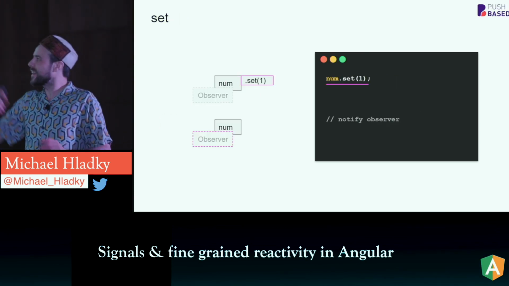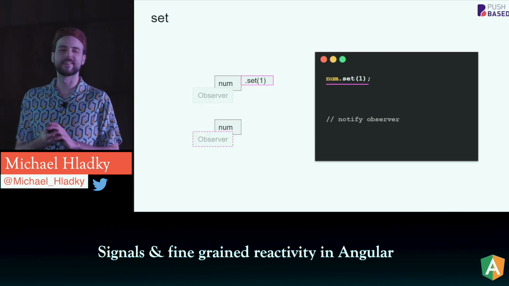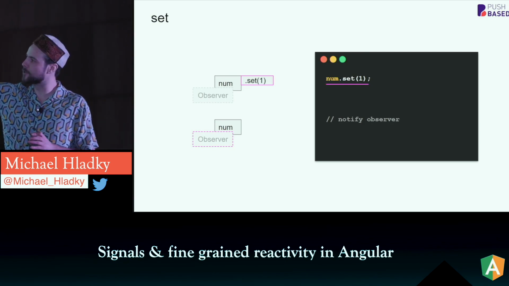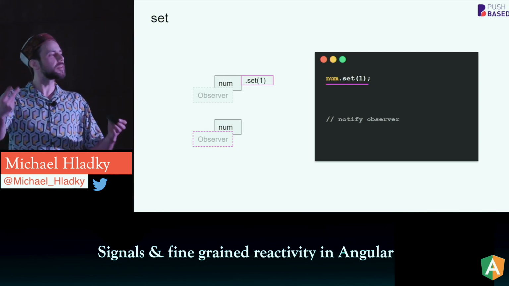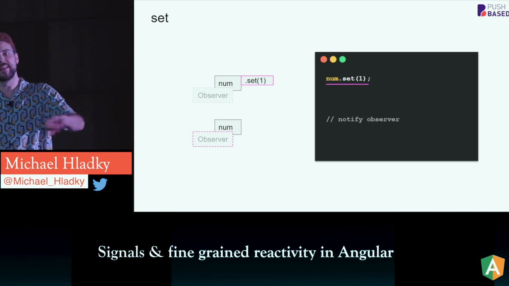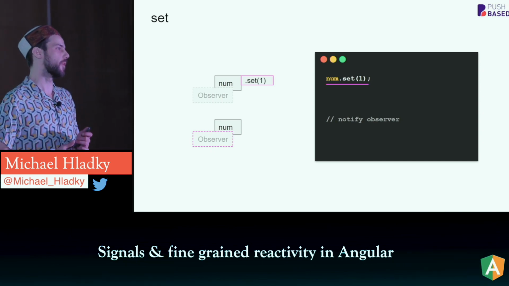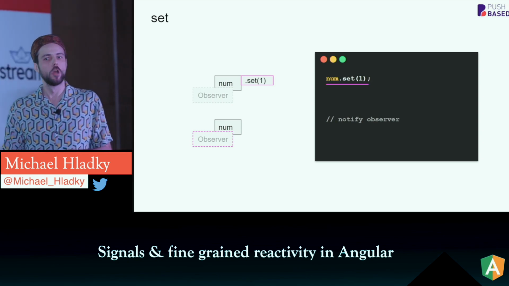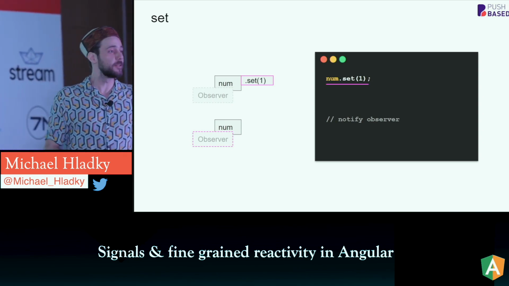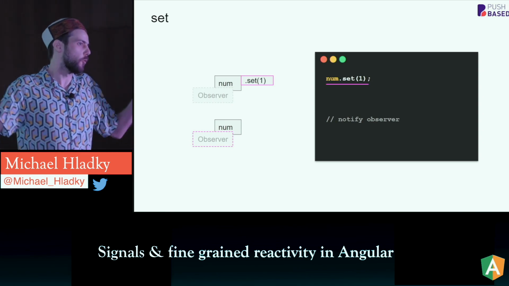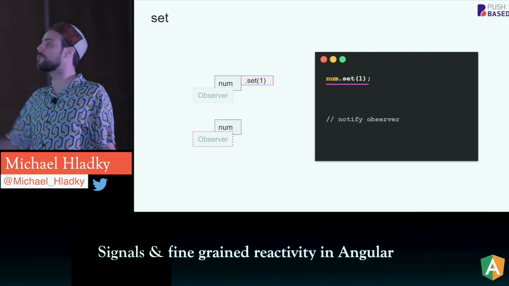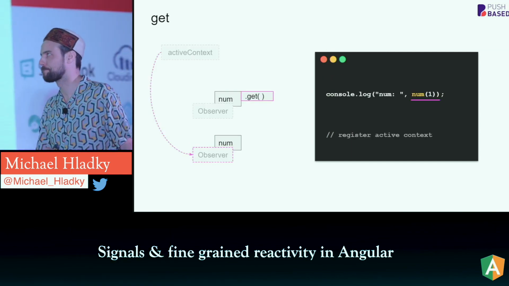And whenever I set the value of a signal, in the next line you see, after I updated my value, I go to this list of observers and I notify every single observer in that list. In this list here, the observers are empty, no observers. But I would notify all of them if there is a single one.